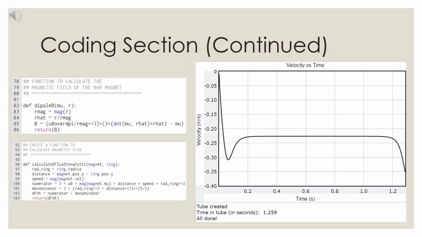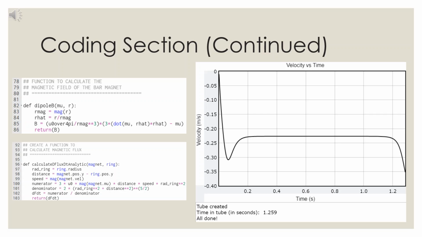On this slide, I've included some pictures of my code. On the top left is my function for finding the magnetic field at a point. I derived this from Coulomb's law. On the bottom left is my function for finding the change in flux over time. This is from an equation in video lecture 43 that details how to calculate the change in flux from the radius, distance, speed, and magnetic dipole moment.